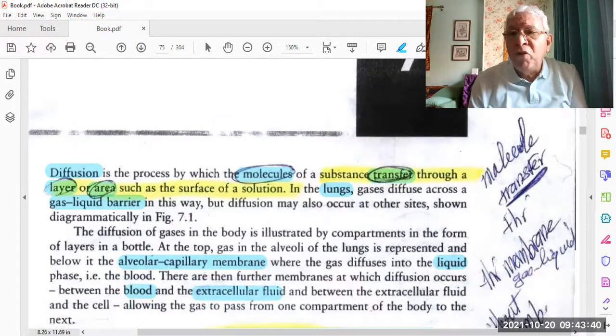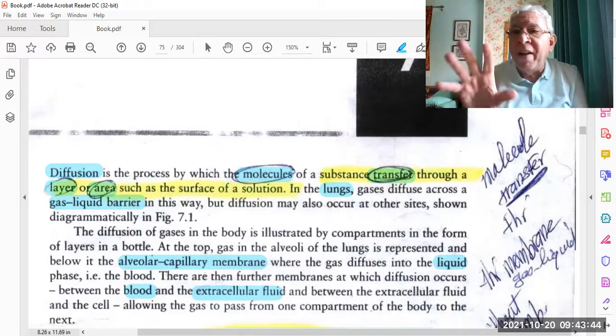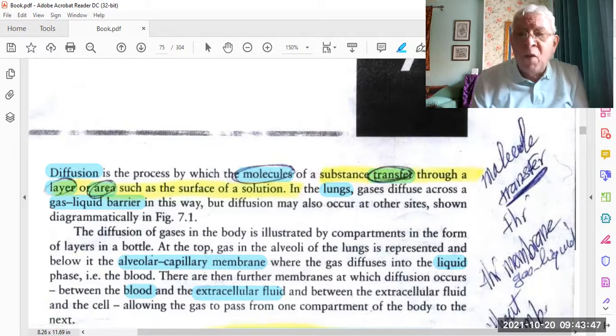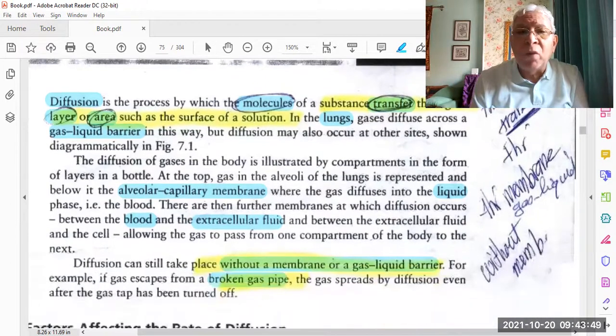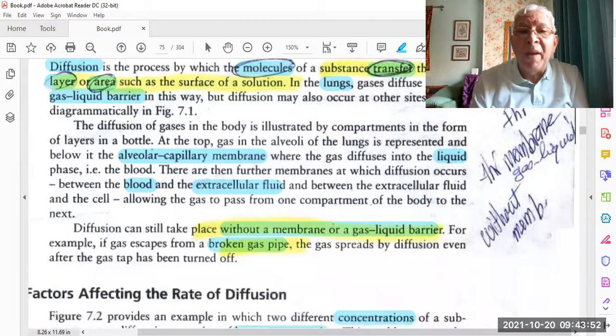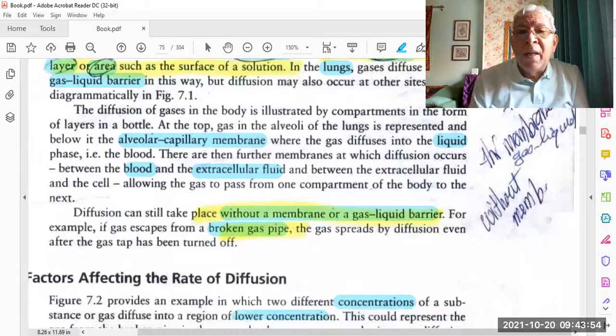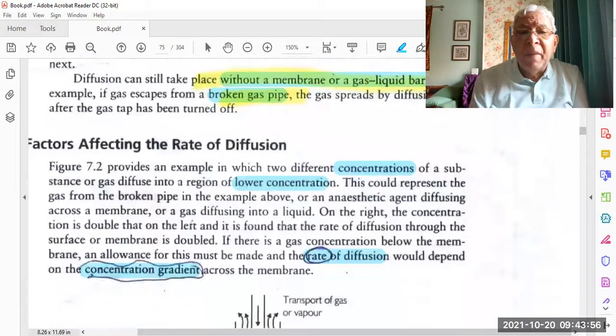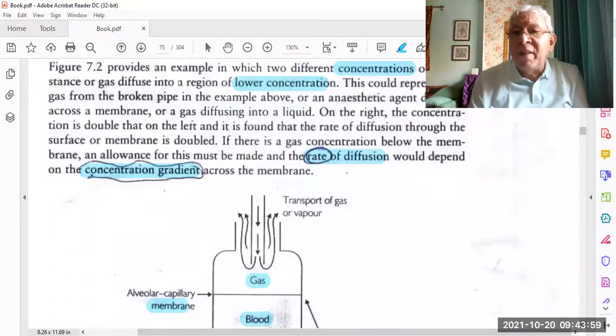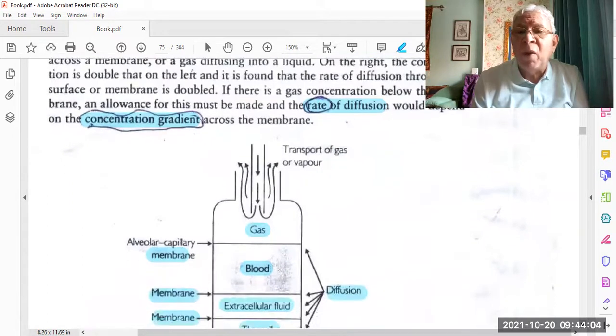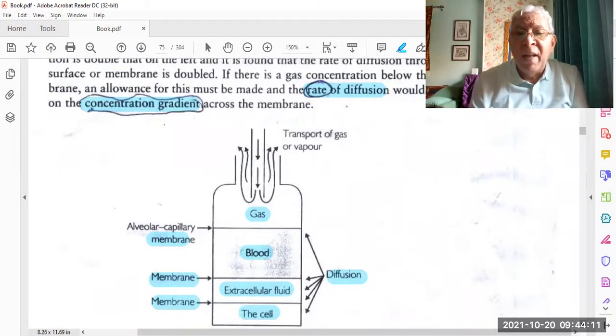However, diffusion means that the molecules are crossing either an area or a layer. You see? And of course, gases in the lungs cross the gas-liquid barrier, as we know. Of course, this diffusion is correlated to the concentration gradient, and this is the diagram showing how the gases pass to the blood, and so through the extracellular fluid, and then lastly through the cell.